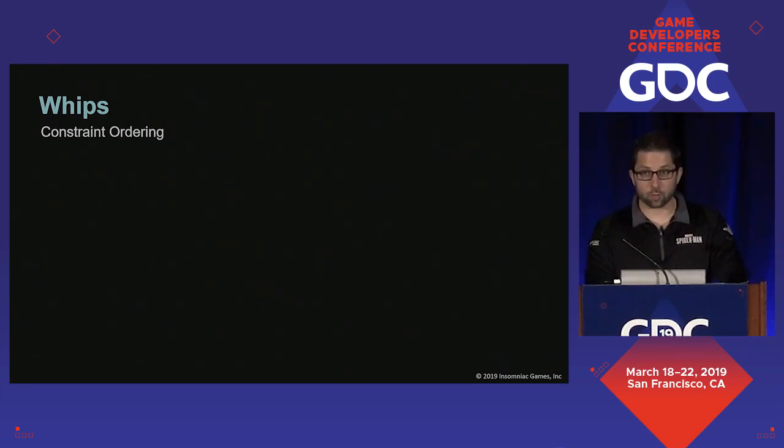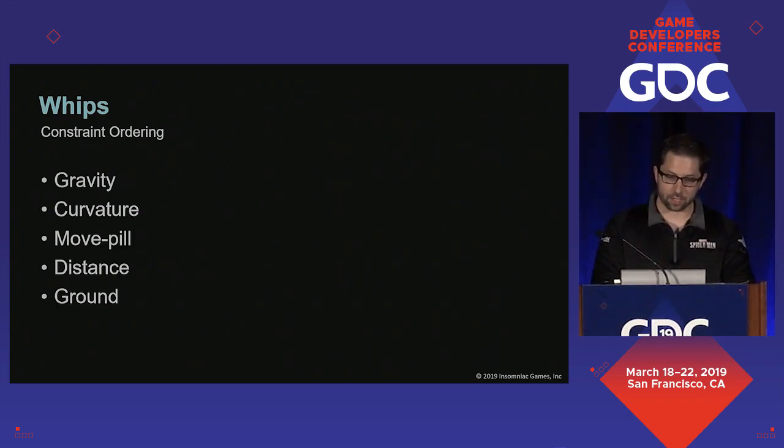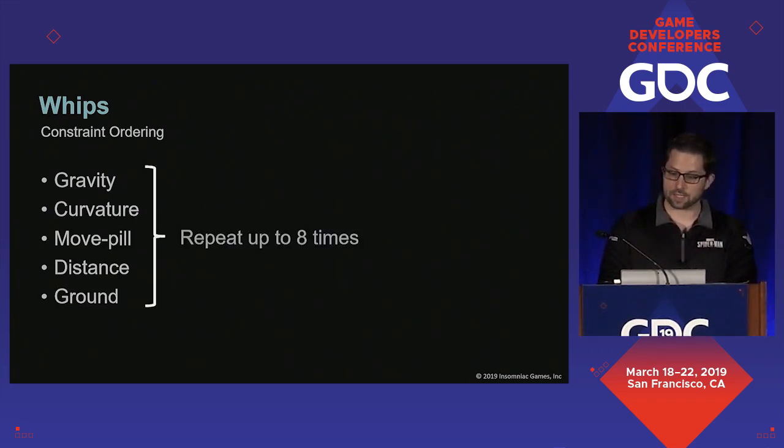The actual order that we apply constraints is gravity, then curvature, then move pill, then distance, then ground. Then we iterate over all of those up to 8 times, depending on how close the character is to the camera.